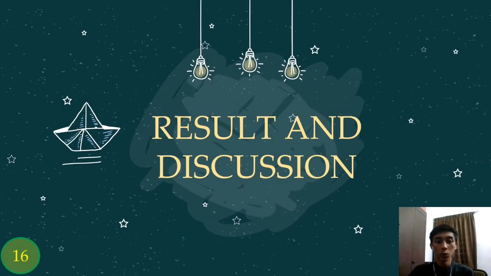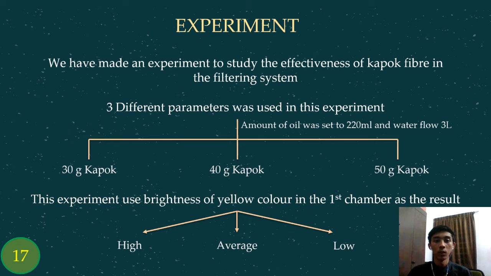We move on to the results and discussion. In this experiment, we studied the effectiveness of the kapok fiber in the filtering system. We used 3 different parameters in this experiment. We set the amount of oil to 220 milliliters and the water flow to approximately 3 liters.